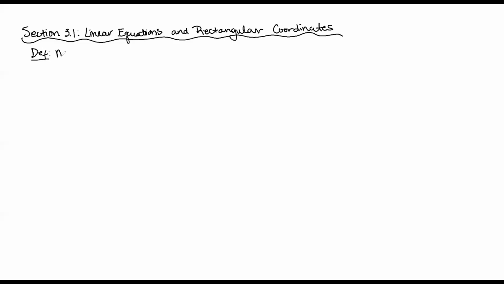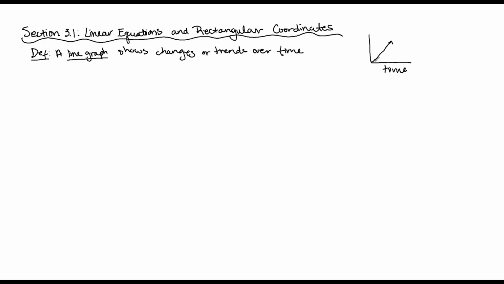So the first definition is for a line graph. And so a line graph shows changes or trends over time. And so think of your regular, if time is down here, and then this is some quantity up here. If we have a line going like this, that means that over time, the quantity is going up. So we're going to be looking at graphs like this.